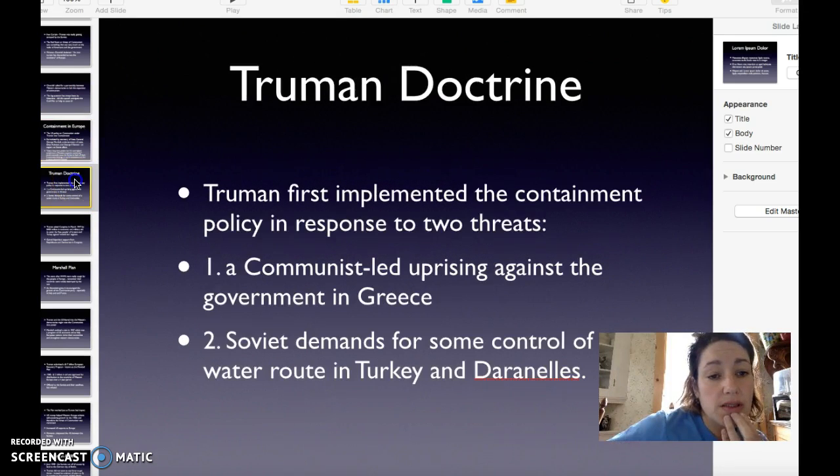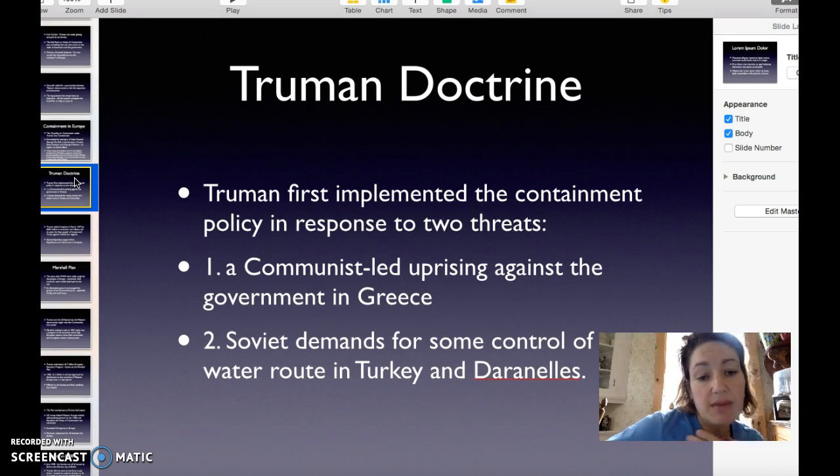So, what's the Truman Doctrine all about? Harry S. Truman first implemented the containment policy in response to two major threats that came about. One was a communist-led uprising against the government in Greece, and two were Soviet demands for some controls of a water route in Turkey and Dardanelles.